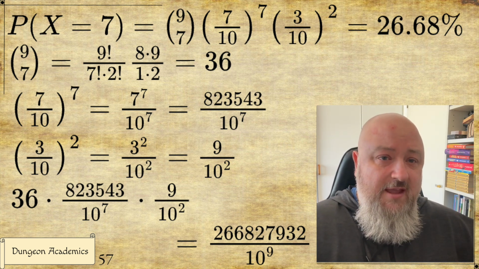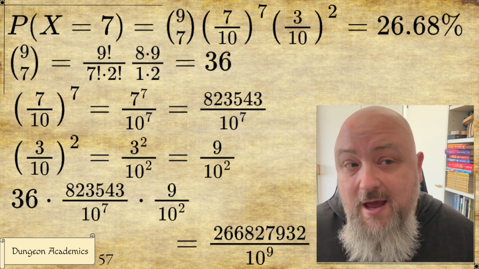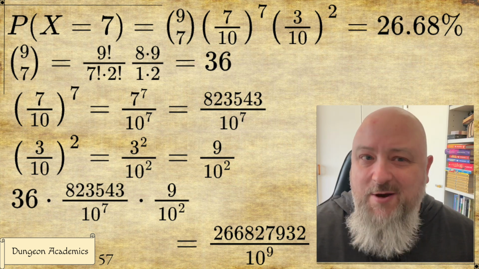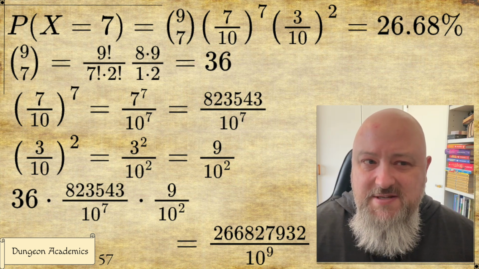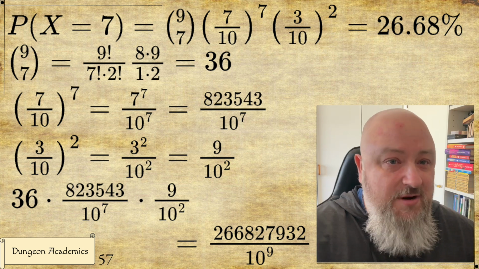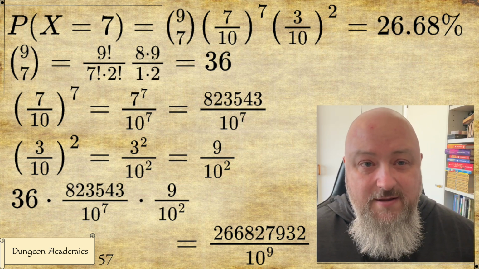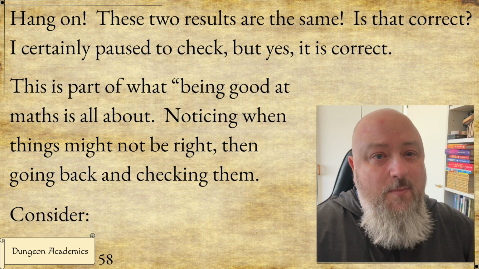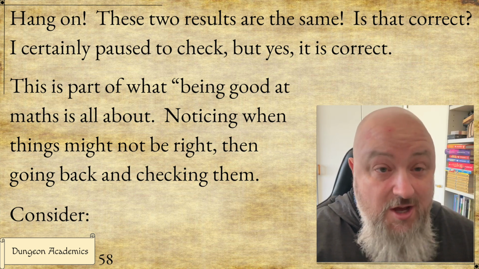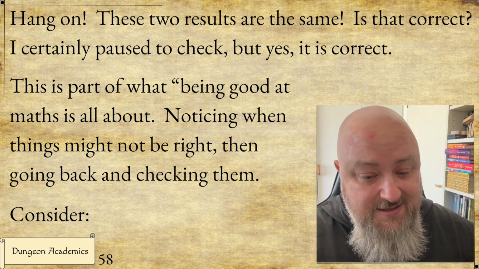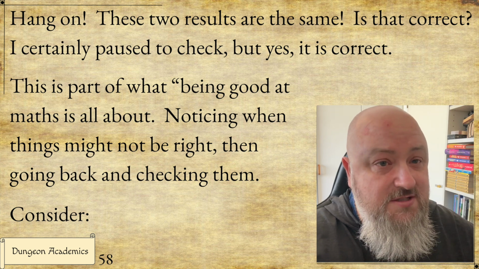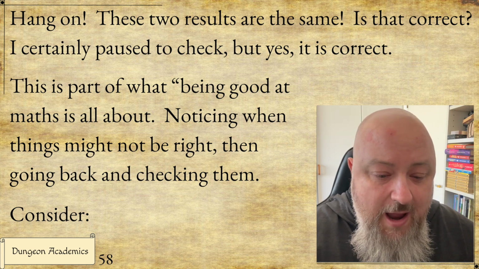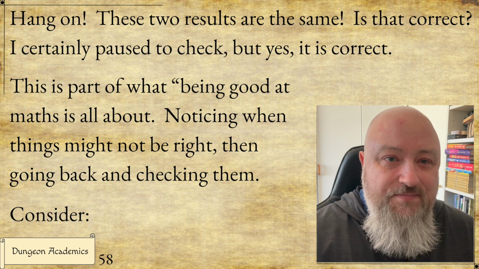Now, if something like this happens to me, my first reaction is, hang on, should those be the same numbers? Have I made a mistake here? Have I just pressed the same numbers again on the calculator? I want to stop and check this. And it turns out that they are exactly the same. This isn't a coincidence. This is real. How can this be the case?